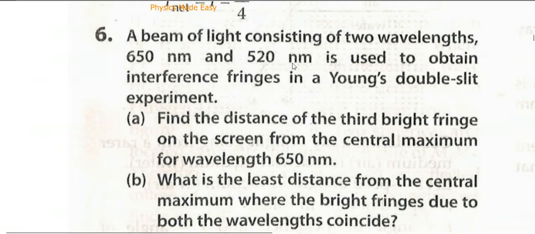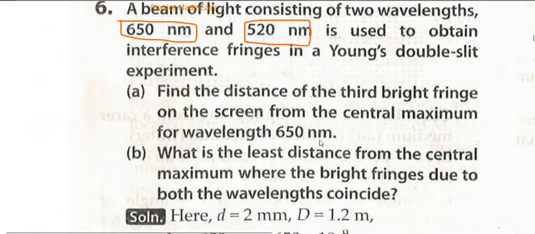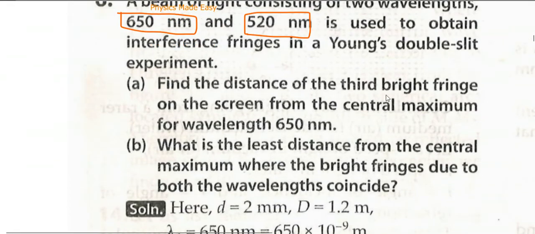A beam of light consisting of two wavelengths. Now this is beam of light. It consists of two wavelengths. This wavelength is lambda 1, I will put, and this wavelength lambda 2, is used to obtain interference in Young's double slit experiment. Find the distance of the third bright fringe on the screen from the central maxima of wavelength lambda 1.